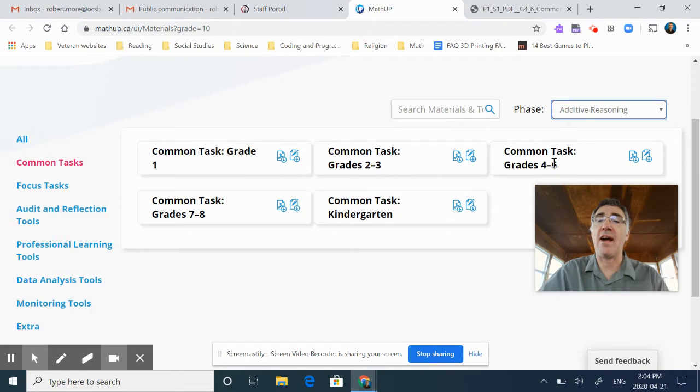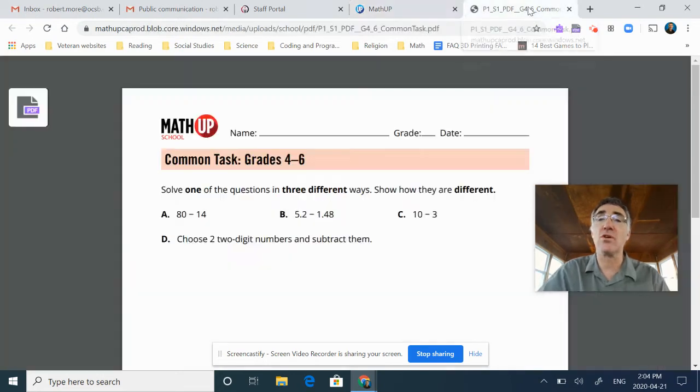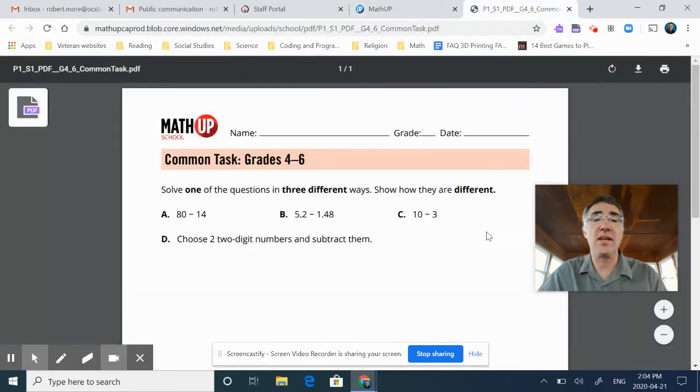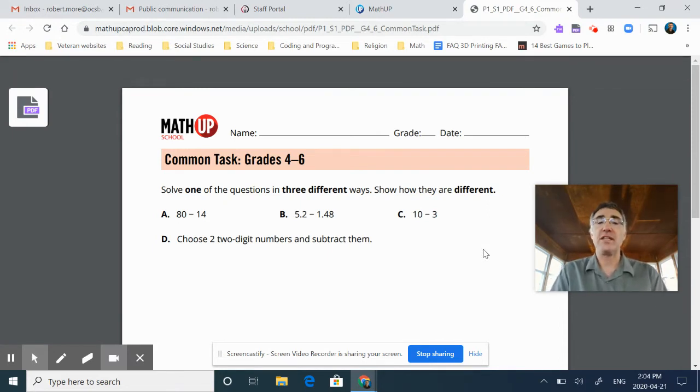Our common task, I've already downloaded and brought up. You can see it says, solve one of the questions in 3 different ways and show how they are different. We have 4 choices here. A is 80 minus 14, B is 5.2 minus 1.48, C is 10 minus 3, and D is choose two-digit numbers and subtract them. So we actually have multiple entry points depending on where the student's additive reasoning is at.